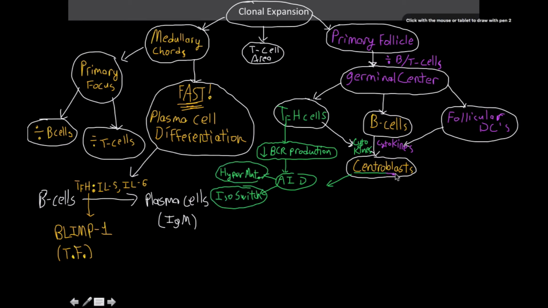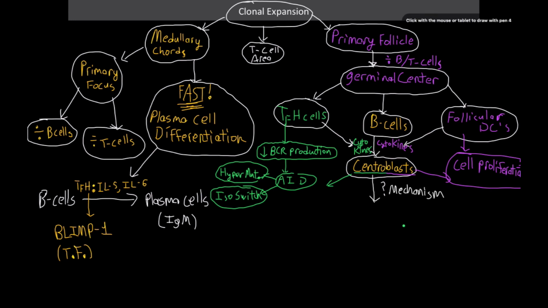Now the cytokines of the follicular dendritic cells, all that these guys are really going to do is promote further cellular division and cellular proliferation. The follicular dendritic cells secrete cytokines, which predominantly cause cellular proliferation.